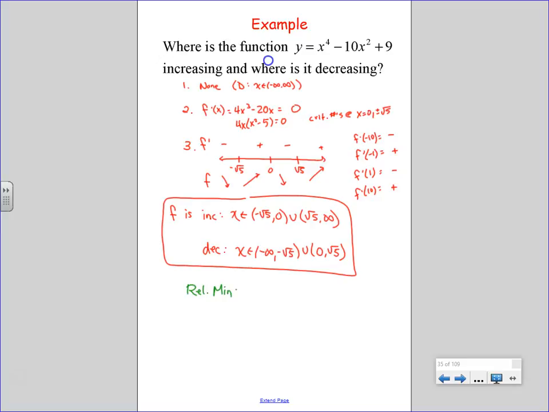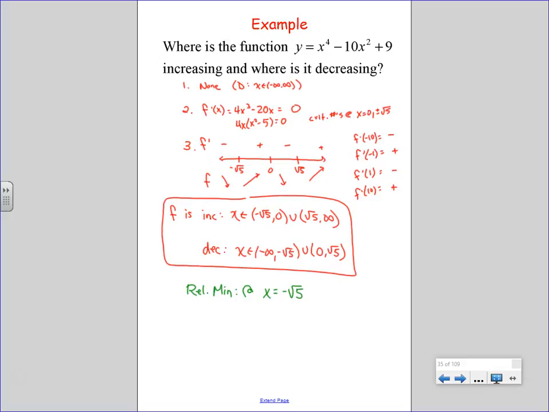Why is it a min? It's going down, then it's going up. The point exists where it changes. It's a critical number. It has to be a relative minimum at x equals negative root 5. If they wanted the point, I could plug in to get the y, but that's too complicated for right now.